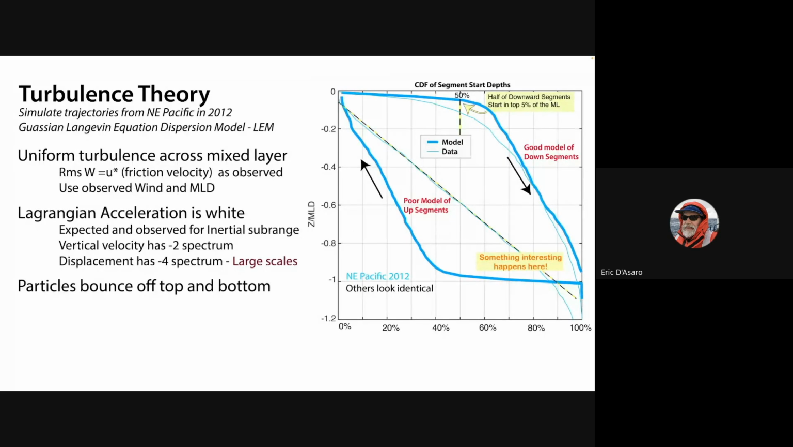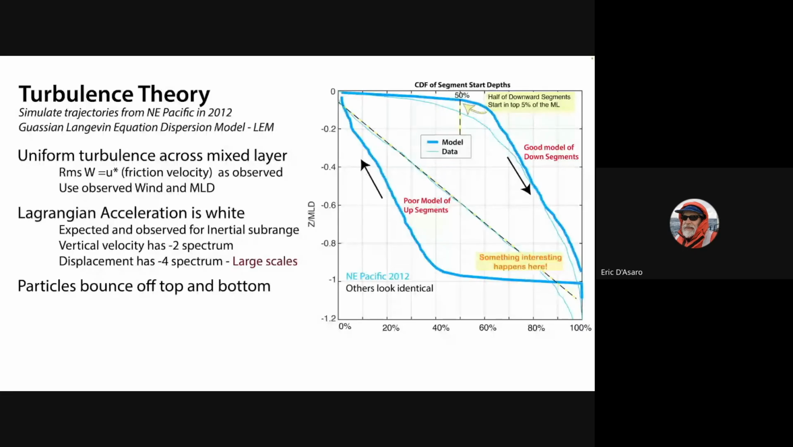And that means that you integrate the velocity. You just make random accelerations. You integrate them, you get a velocity. You double integrate them, you get a displacement. The acceleration spectrum is white. The vertical velocity spectrum is -2. The displacement is -4, which means almost all the energy is in the largest scales. That's why LAS models work.